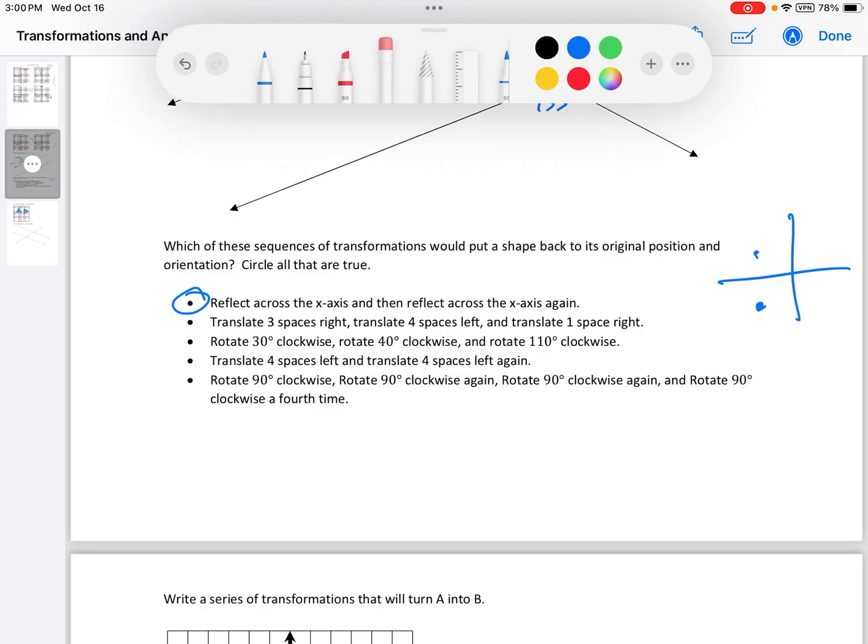All right, now I have a spot. I'm going to go 3 to the right. 1, 2, 3, and then 4 to the left, 1, 2, 3, 4, and then 1 to the right, and I end up back where I started. So that one brings it back. Next.